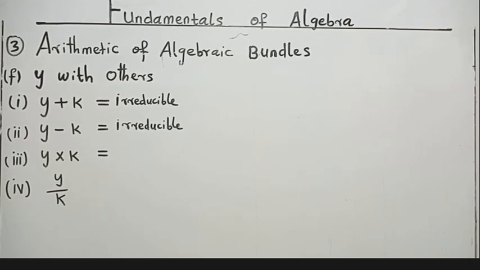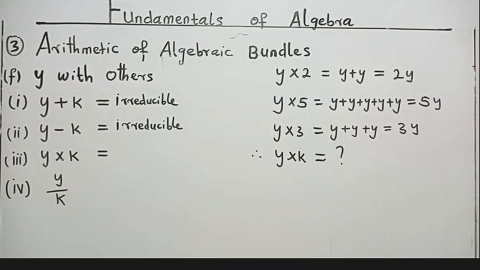The next is that of y times k. Let any other number multiply this y. Let us perform a simple numerical experiment that will help us come back and give the correct answer to this inquiry of y times k. Please watch out. And here comes the experiment.